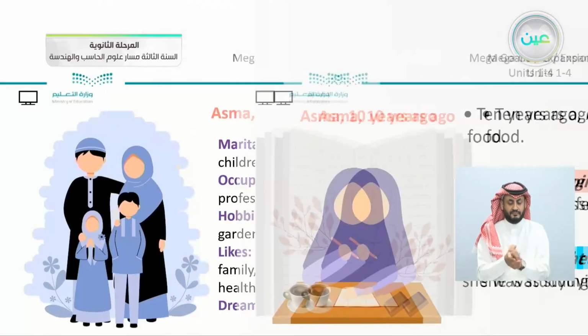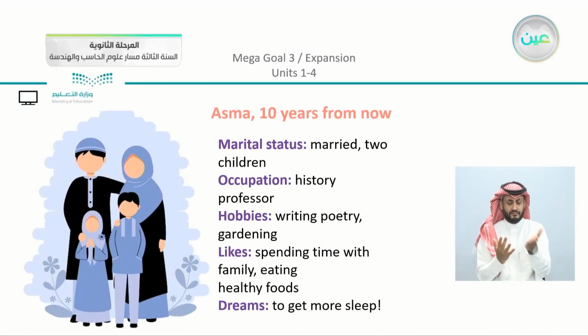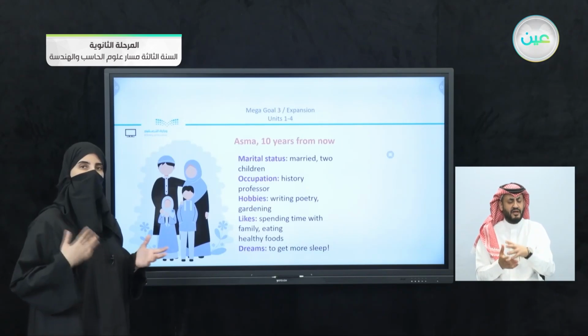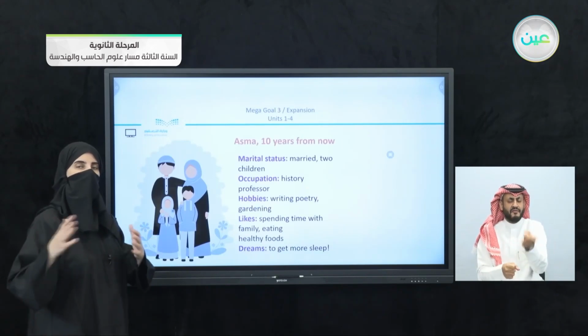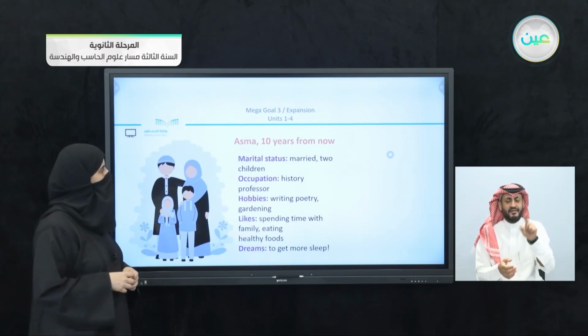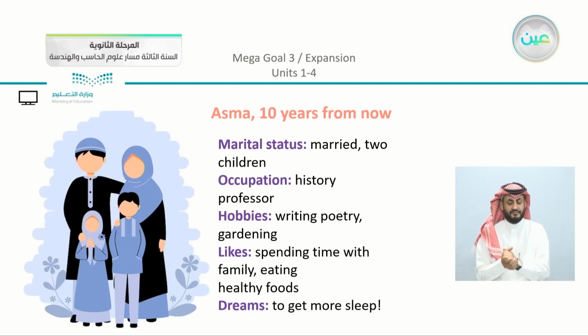On the other hand, we have the other part, which is Asma 10 years from now. So it's like a prediction. What is Asma going to be after 10 years? So she would be married with 2 children, her occupation history professor, writing, poetry, gardening. Here she likes spending time with family, eating healthy foods, and she dreams to get more sleep, since she has children.